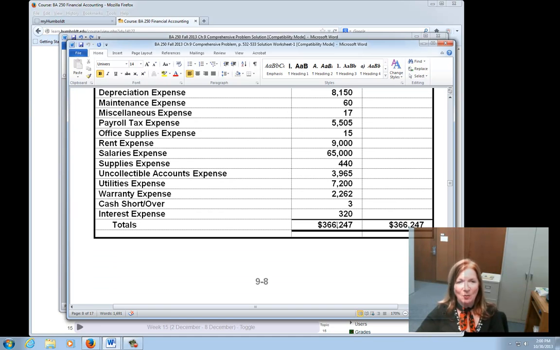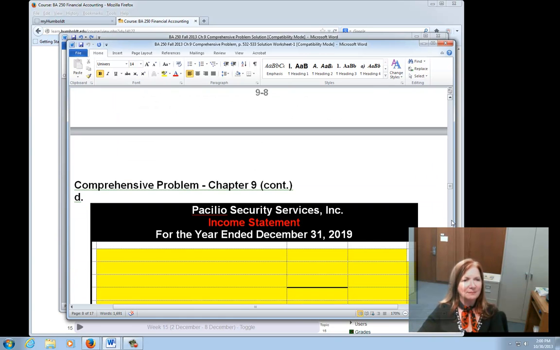These two have to equal one another. If they don't equal one another, you've got to go find your mistake. You must have posted something, written out a journal entry incorrectly, posted something incorrectly, calculated the balance incorrectly. Could be any number of things, but you have to go look for it.